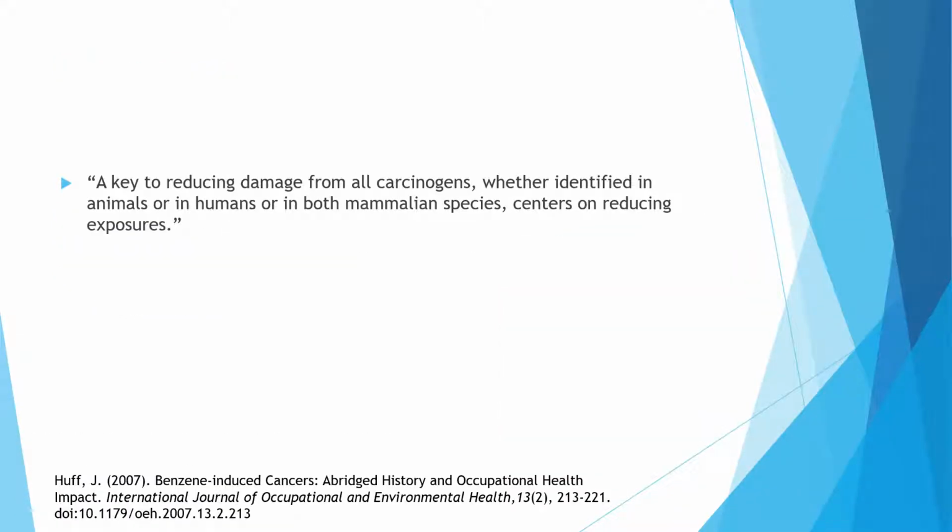So I'd like to end with another quote because I think this is very pertinent. And it states, a key to reducing damage from all carcinogens, whether identified in animals or in humans or in both mammalian species, centers on reducing exposures. We need to know our environment and not be passive and make sure that we know what chemicals are going into our bodies, what chemicals we are exposed to, and how to measure these exposures and how to make sure that if we are exposed to them, we are not harmed and to minimize the damage from the exposure.